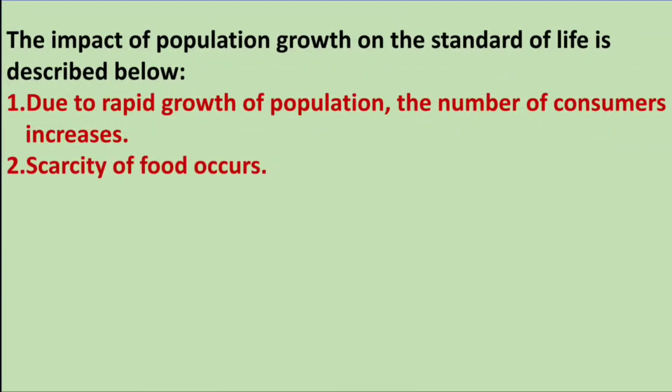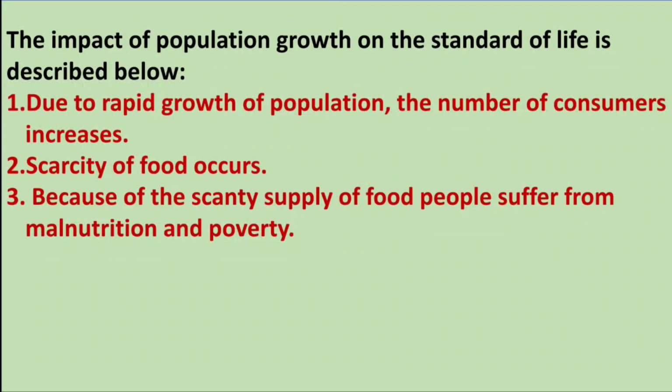The second point is scarcity of food occurs. As land is limited, right? Land is not increasing. So, in that limited land, farmers can produce limited amount of crops. So, they cannot increase the amount of production, right? So, what happened? Farmers cannot meet the demand of that increased population. So, there is scarcity of food.